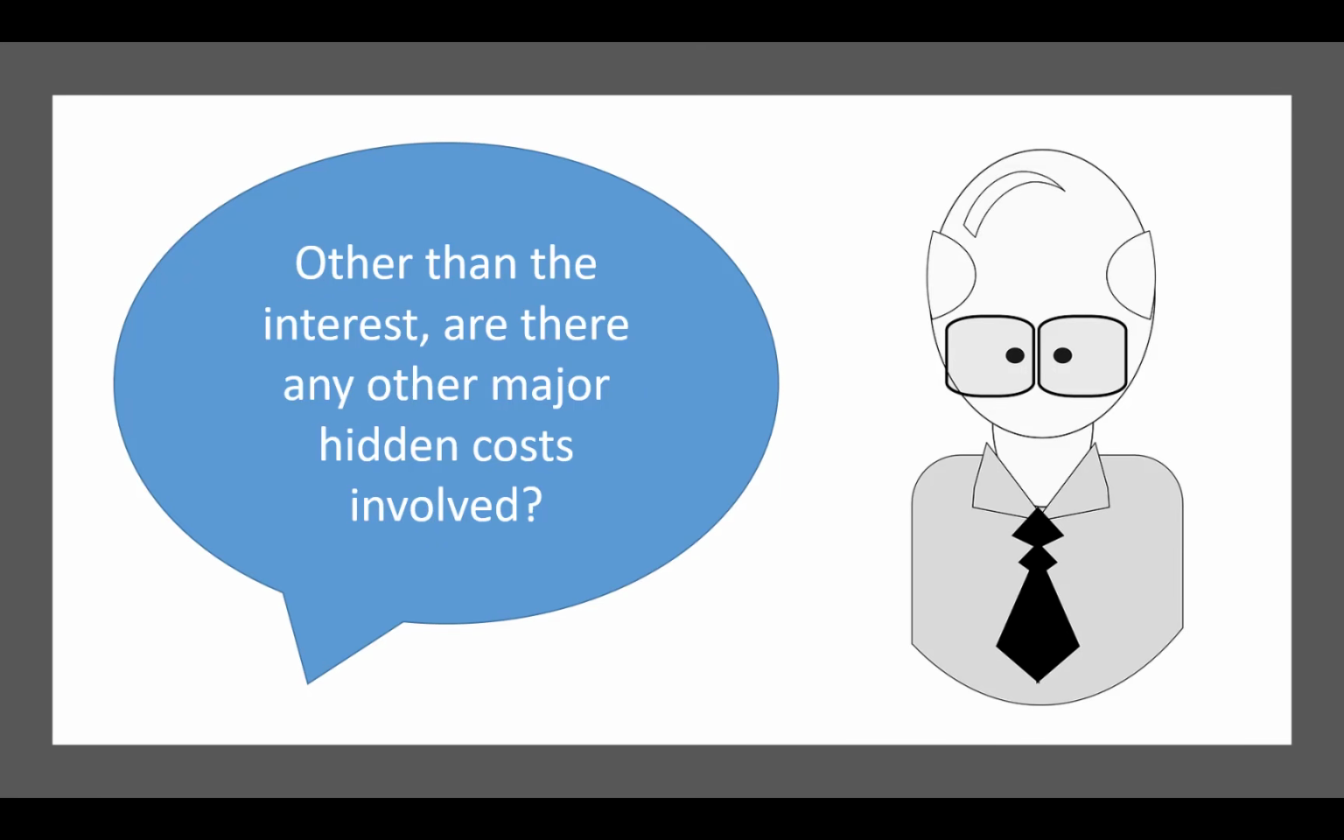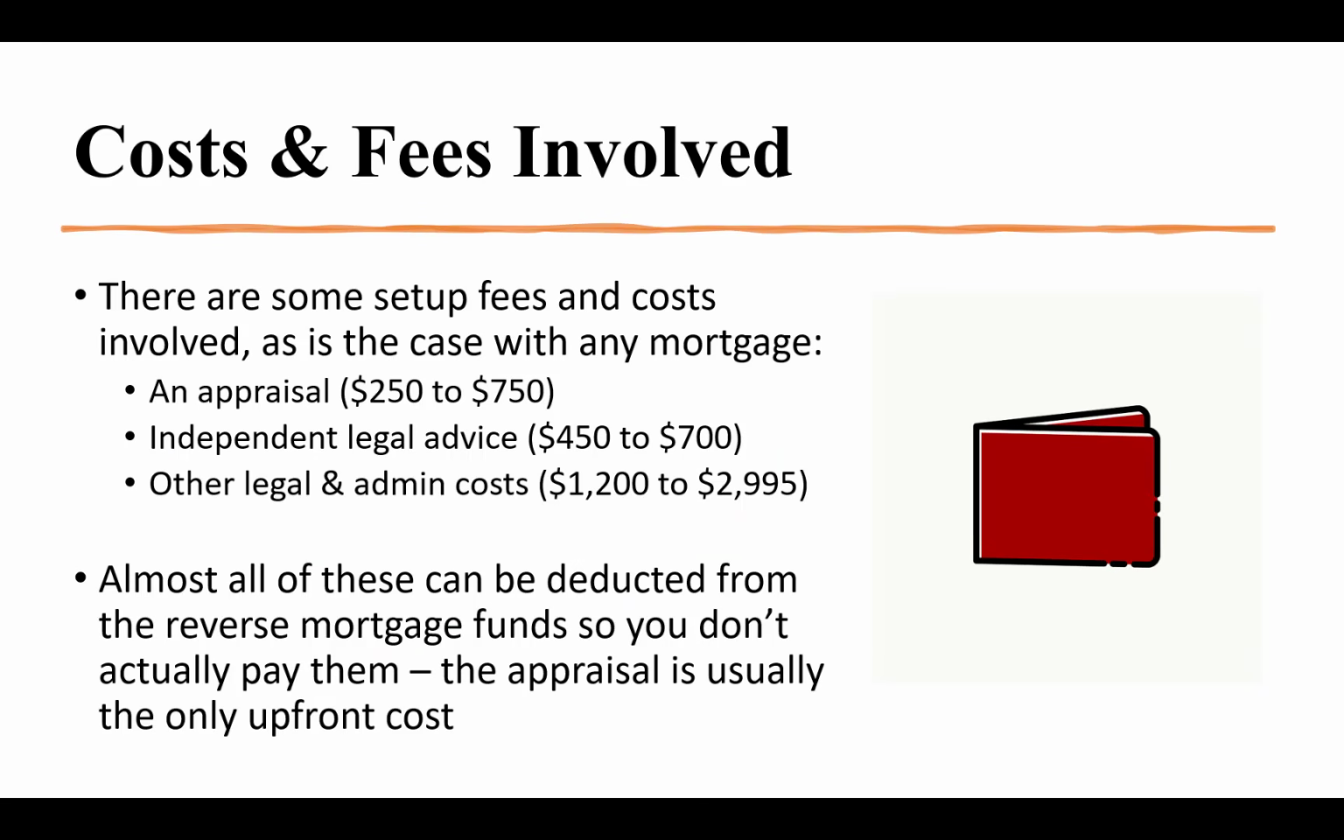So then Mitch asked a good question. Other than interest, are there any other major hidden costs? And this is a very good question to ask when you're doing anything, especially when it comes to mortgages, because lenders love to hide costs. So with a reverse mortgage, there are some setup fees and costs involved, and most of these are the case with any mortgage. There's the third bullet point there, the legal and admin costs. They're a little bit more expensive than a regular mortgage.